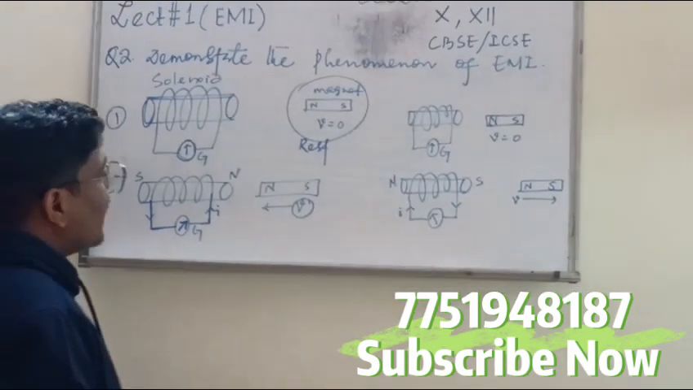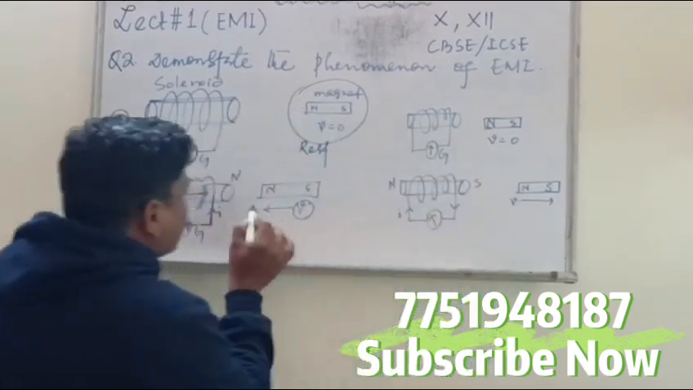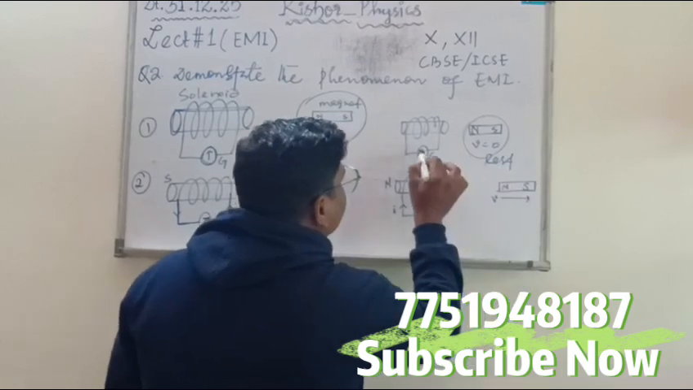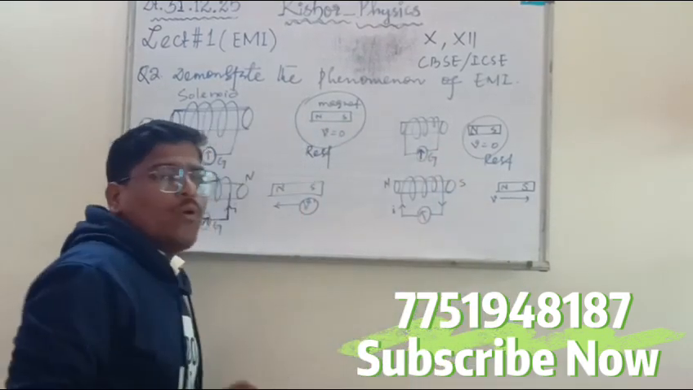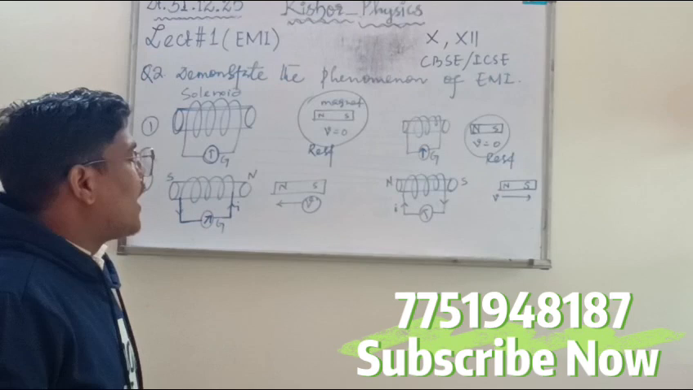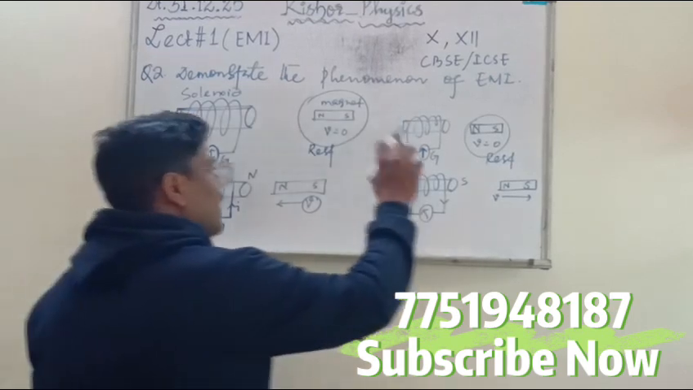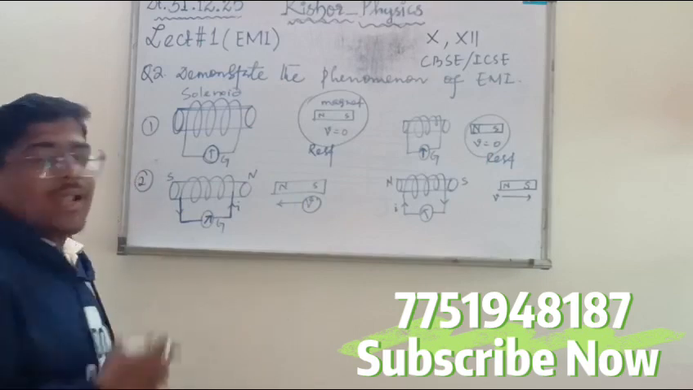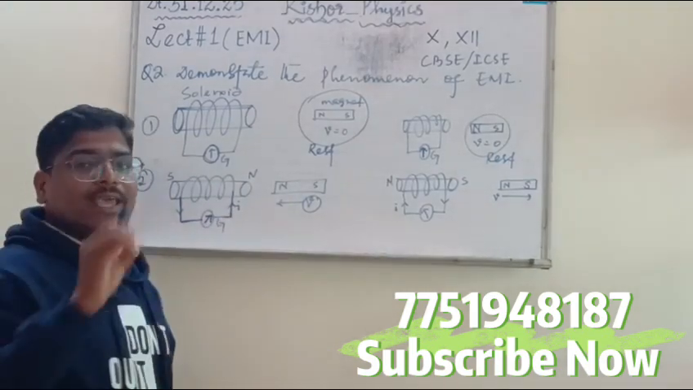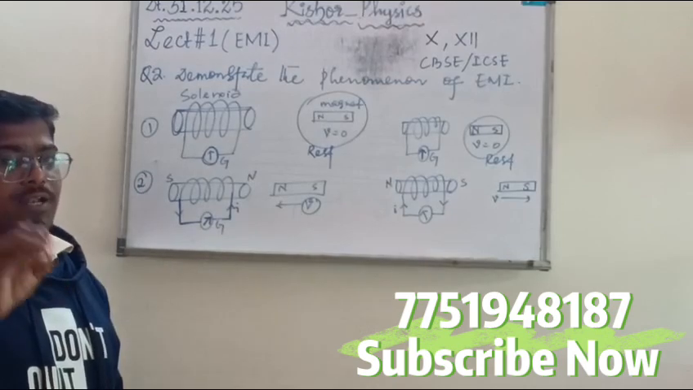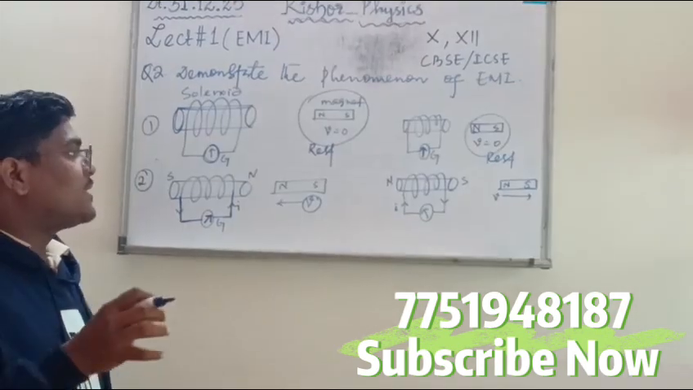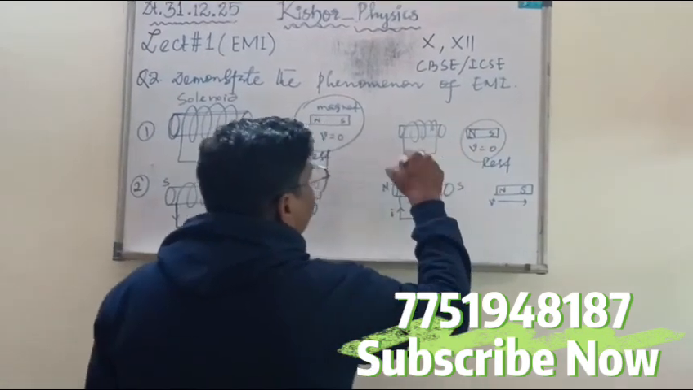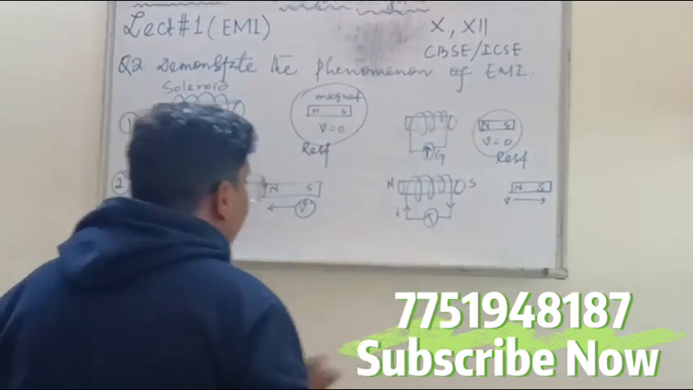Next, see here again it comes closer and again it becomes at rest, and again there is no deflection in the galvanometer. galvanometer में कोई भी deflection नहीं हो रहा है. कब तक हो रहा है deflection? कब तक induced हो रहा है EMF? When there is a motion of the magnet, or a change in its speed, you can say the motion of the magnet induces the EMF, right?